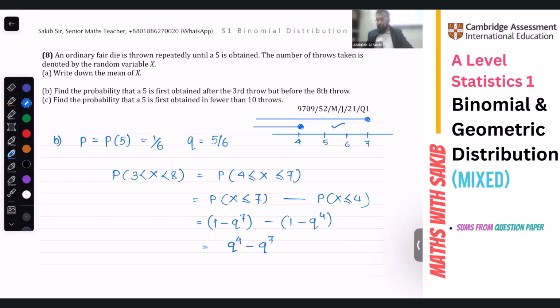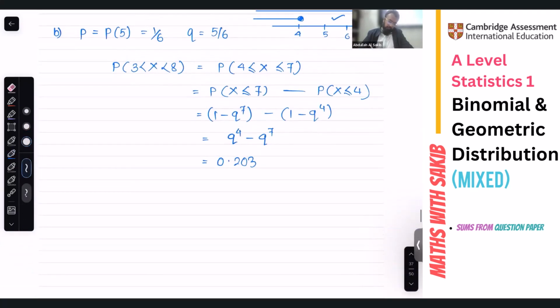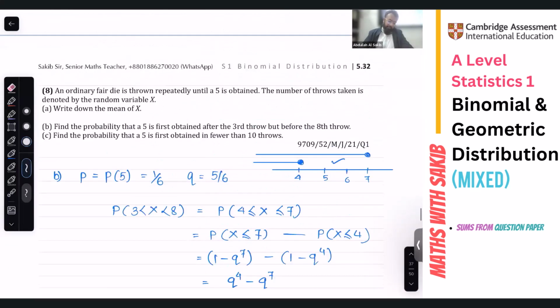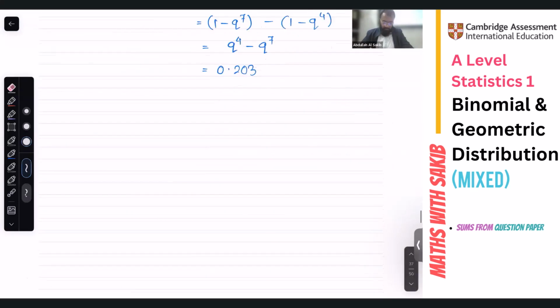Or you can do the maths in the usual style. Clear? Either it will be 4, 5, 6, 7, so you can do it in that way. Number 8 done. It would be C. Find the probability the first 5 is obtained fewer than 10 throws. It's very easy. X is less than 10, that means X is less than or equal to 9. Clear? Next.